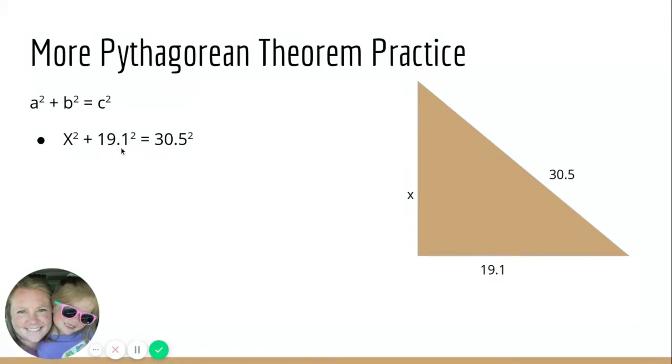And then I put in my 19.1 and my 30.5, and they both have their squareds. So I squared both of those numbers. And then, since this is with the x squared, you have to subtract the 364.81 from this number to see what's left. You get 565 and 44 hundredths. And then do like you did before, take the square root to get just x by itself, and you should get 23.8.